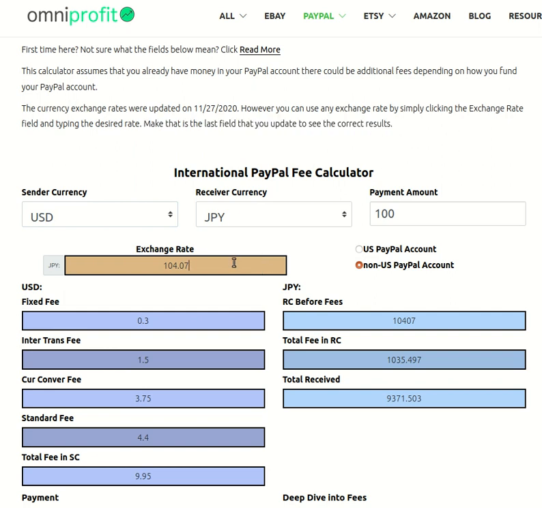So let's make this 125. And so now you can see all these columns change because the exchange rate changed. All the fees in US dollars aren't going to change. The exchange rate is just going to affect how much yen the person receives.